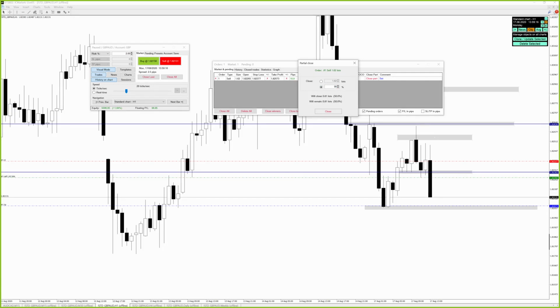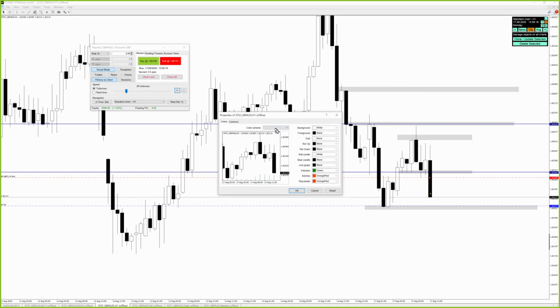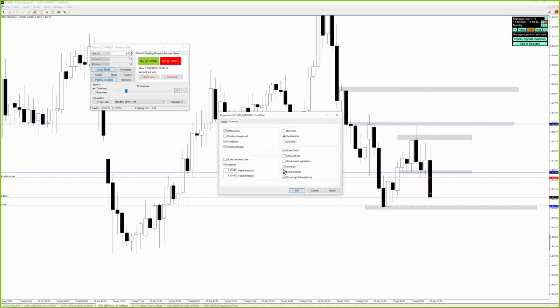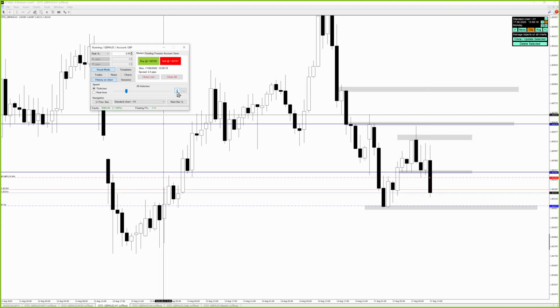Can we show ask line? I don't know what that means. Oh, can we? Okay. Show ask line. Let's go over here. Is it in commons? Show ask line. Yeah, there we go. See, pretty big spread over here. Spread is almost like 2 pips. Pretty big spread.